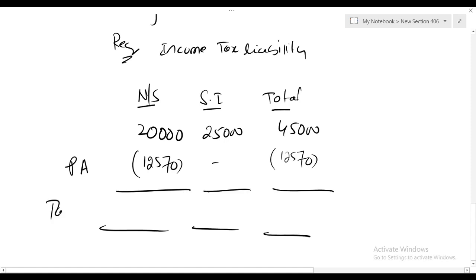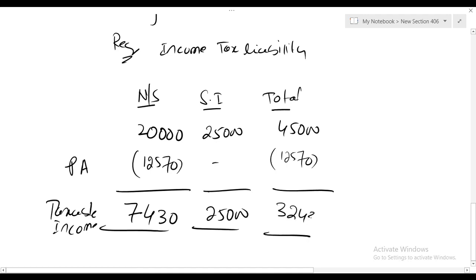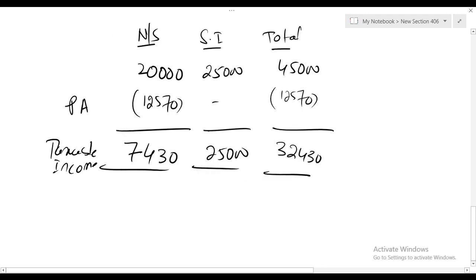So we'll get taxable income. After deducting personal allowance, you get taxable income. So from 20,000, let me deduct the personal allowance 12570. It gives me taxable income of 7,430. It is 25,000. So 32,430. First, I have to tax the non-saving income. After that, we'll move to saving income.